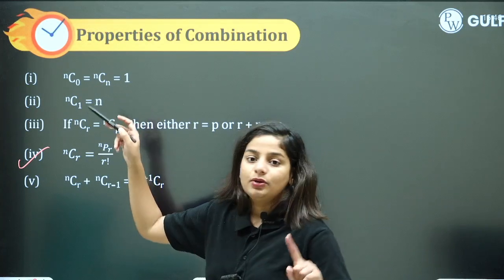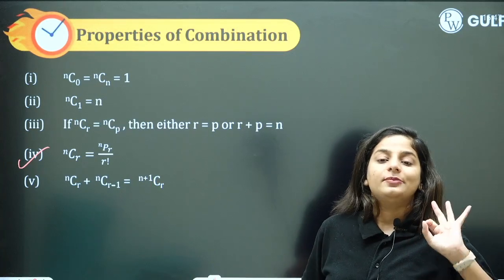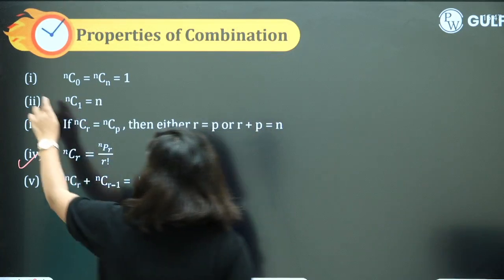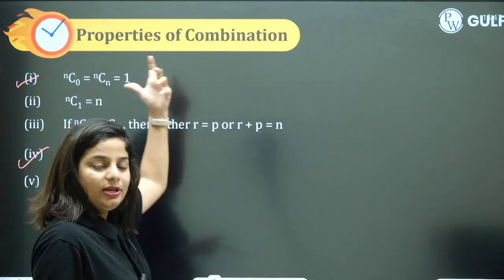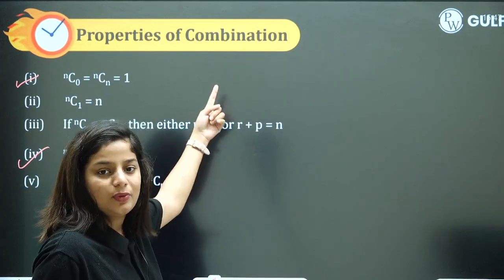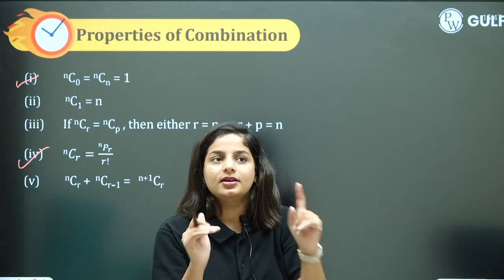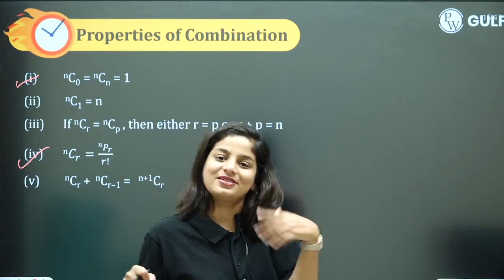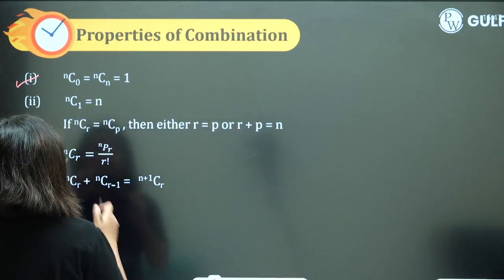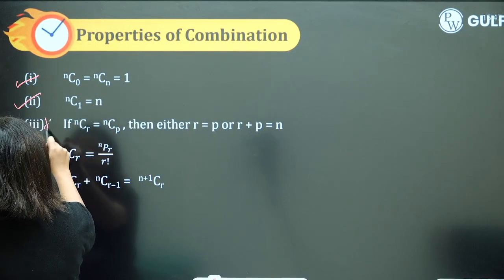nC0 and nCn equal to 1. Please learn it by heart, next chapter binomial, you will need it. In how many ways can you select 0 objects out of n? One way. In how many ways can you select all n objects out of n objects? There's only one way to select all the objects. nC1 is n. Very important.